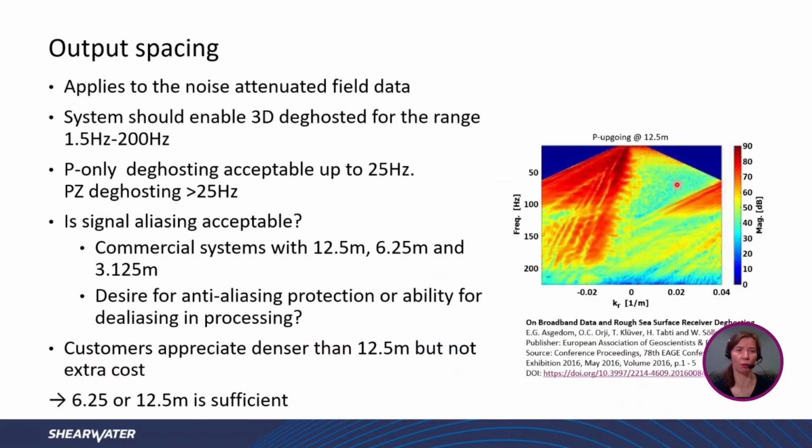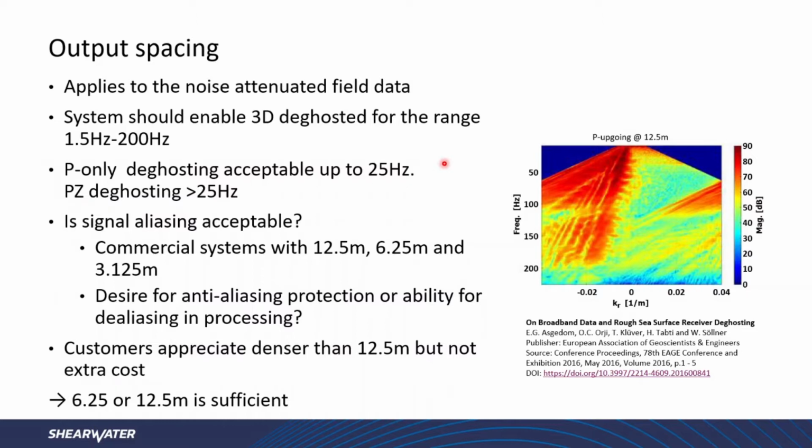Let's start with looking at the output spacing. When I say output spacing, I mean the spacing of the delivered field data, which are typically either noise attenuated data or group formed data. The system should enable 3D deghosted data for the entire seismic bandwidth, which typically ranges from 1.5 to 200 Hertz. A P-only deghosting is perfectly acceptable up to, say, 25 Hertz, but above 25 Hertz, it is expected that you use the multi-components. Otherwise, what's the point in a multi-component streamer?